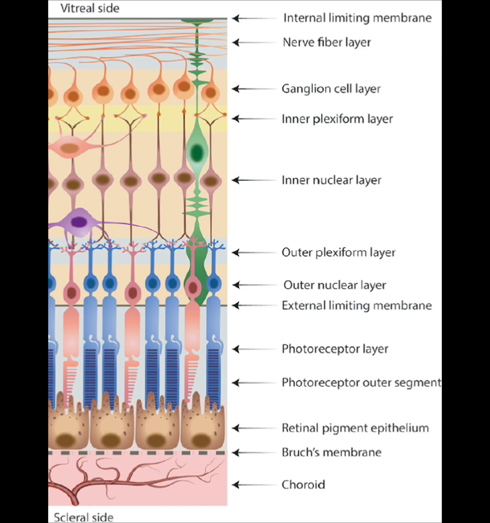Ganglion cell layer, GCL. This is the CEO's office. It contains the cell bodies of the ganglion cells, the final output neurons. They decide if the signal is strong enough to send to the brain.